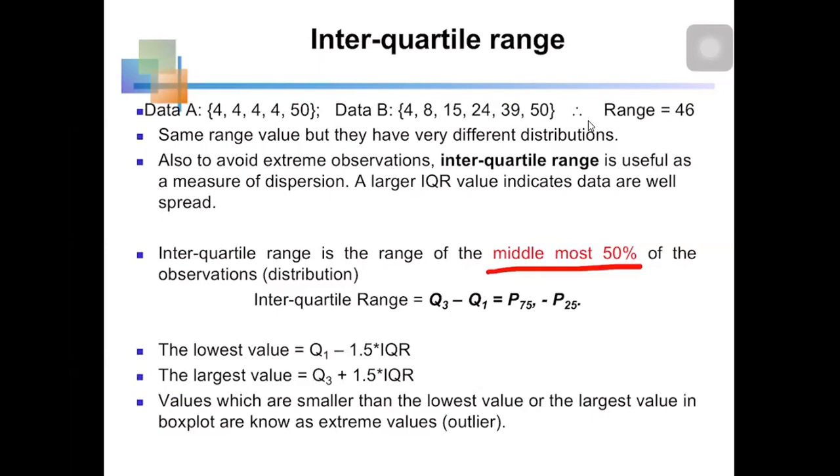So also to avoid extreme observations, interquartile range is useful as a measure of dispersion. A large interquartile range value indicates data are well spread. That is, if you have a large interquartile range value, the data is widely spread. If your interquartile range is low, it means your data is more narrow or closer to the median. After this, I will show you the example. And using interquartile range, we can identify the outliers.